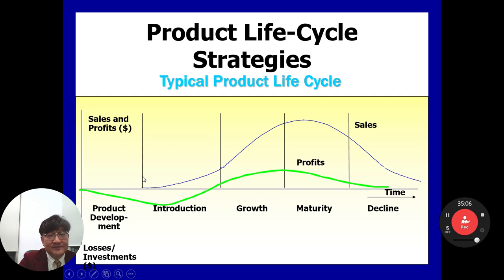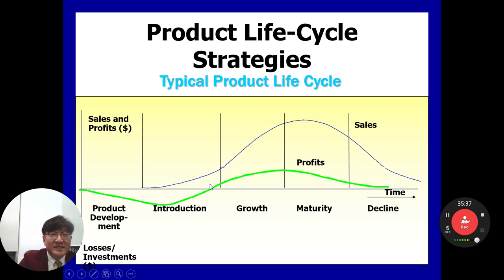All right? Those are the two distinctions. Okay, first distinction is at the launching timing, sales is zero, but the profit is negative. Or similarly, the profit curve, you do have negative profit in the product development stage. Okay, the second distinction is the peak of the profit curve precedes the peak of the sales curve. Right? Okay, here's a question.